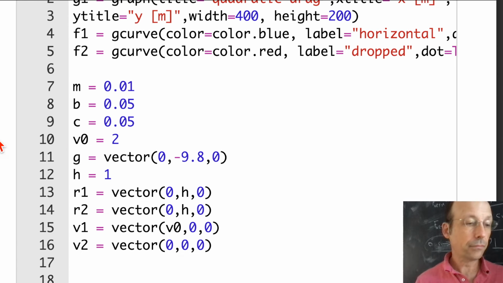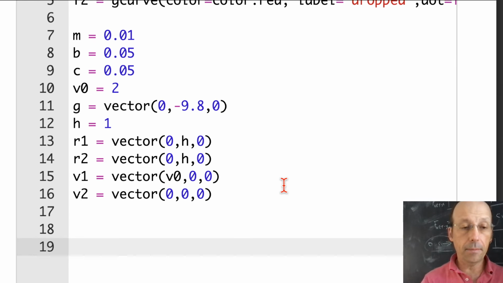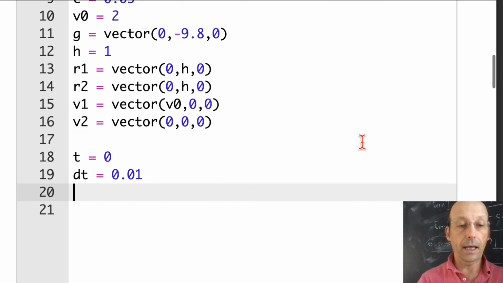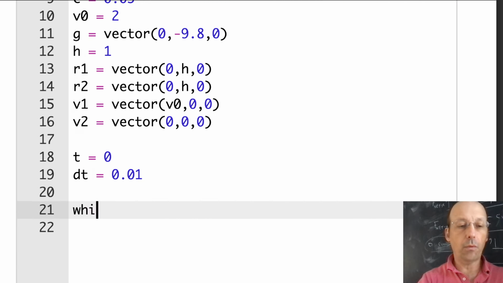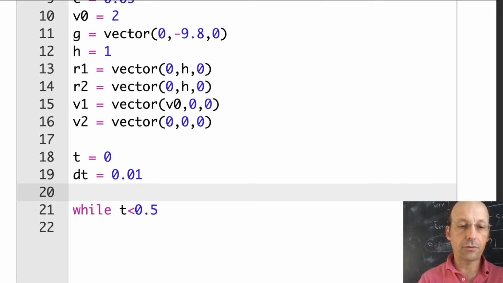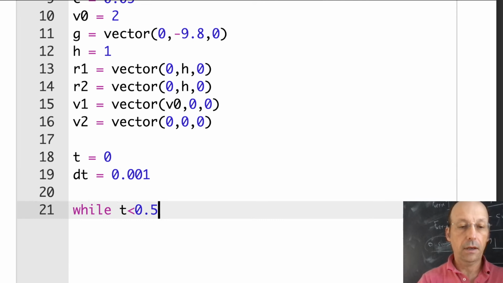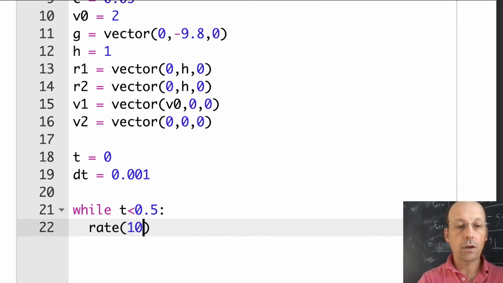OK, now I need my time. T equals 0. dt equals 0.01. I think that should be enough, but who knows? We'll see. And I'm going to run this while t is less than, let's just say, 0.5. That's short. So let's say 1. That'd be fine. Rate 1,000, right? So rate tells me how fast I do the calculations.